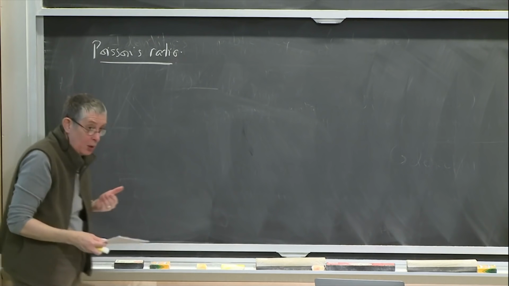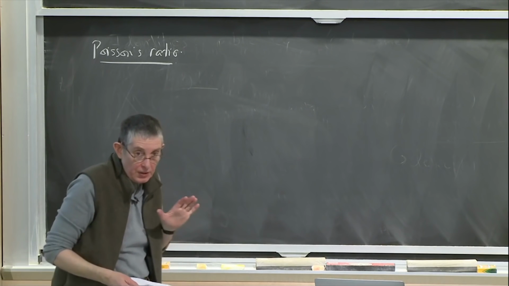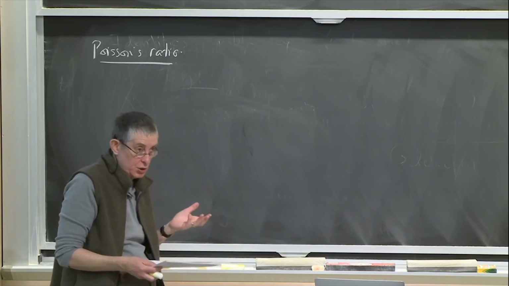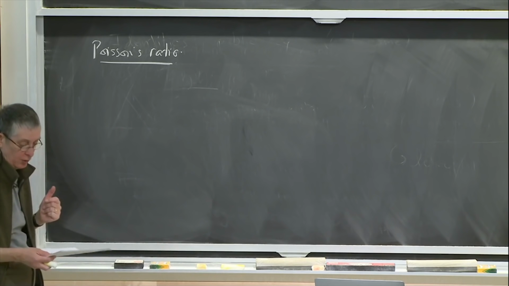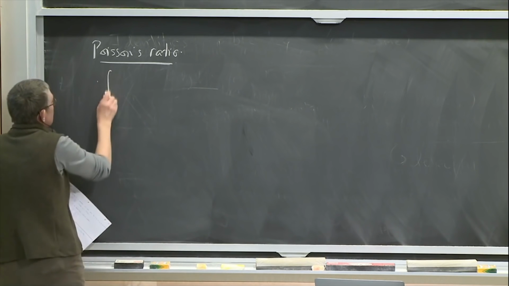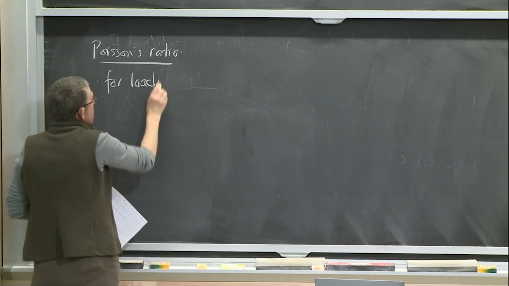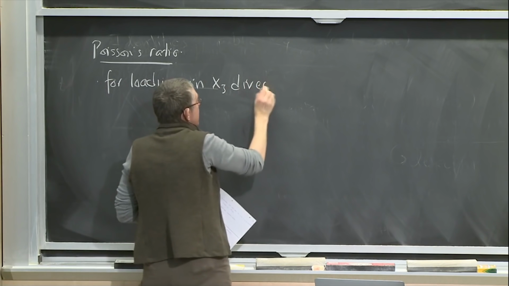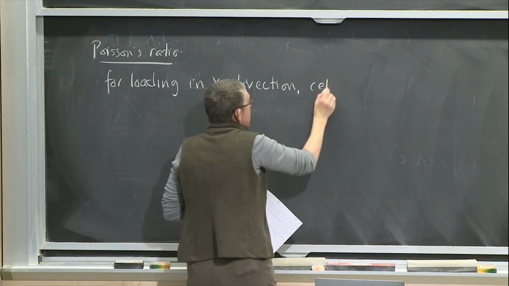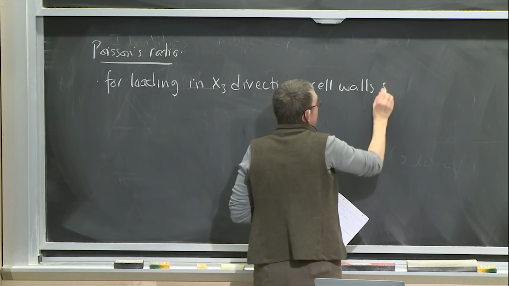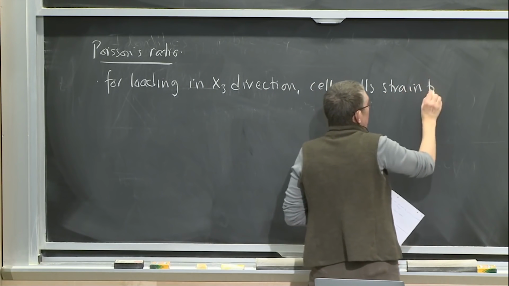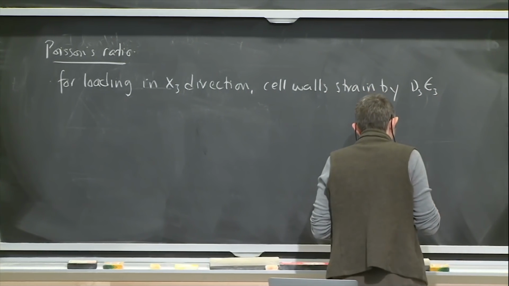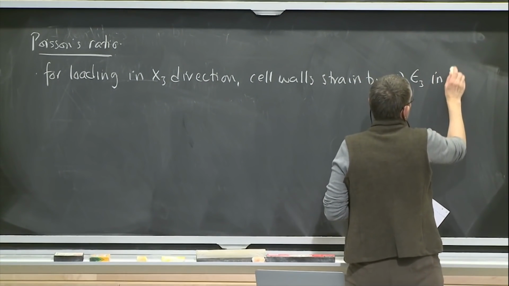And first we're going to look at loading in the x3 direction. And if we load it in the x3 direction, the cell walls just strain by whatever the Poisson's ratio is for the solid times the strain in the 3 direction in the other 2 directions. So we'll say for loading in the x3 direction, the cell walls strain by nu of the solid times whatever the strain is in the 3 direction in the other 2 directions.